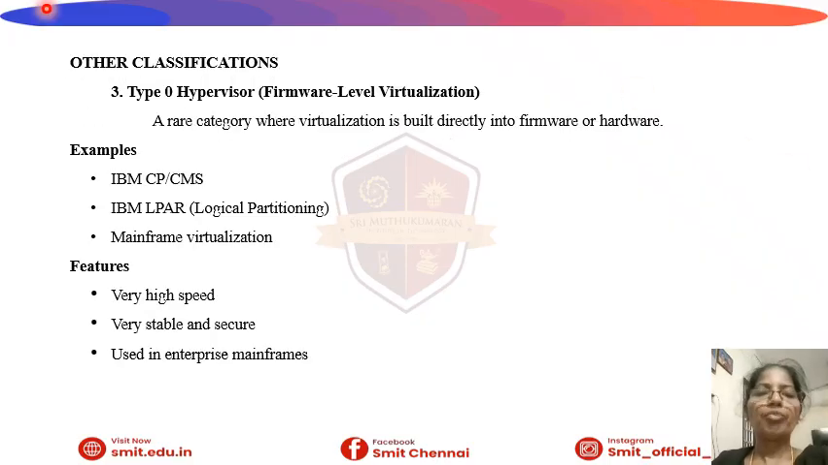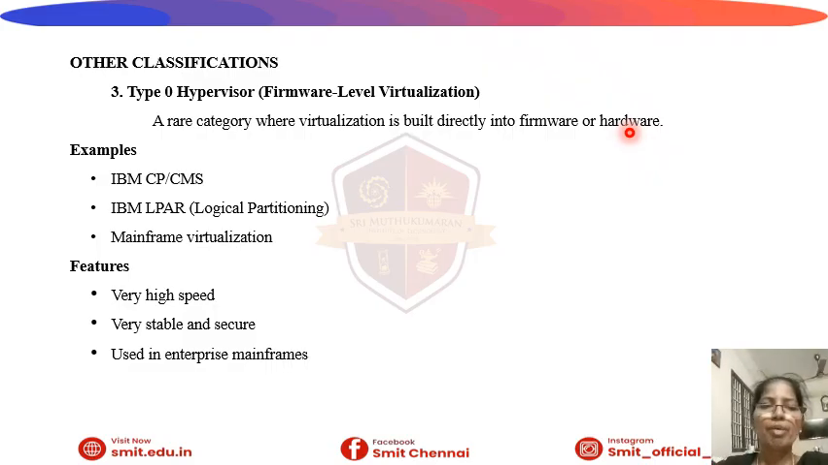Other classification. Type 0 hypervisor is otherwise called firmware level virtualization, a rare category where virtualization is built directly in the firmware or hardware. Examples: IBM CP/CMS, IBM LPAR logical partitioning, mainframe virtualization. Some features: very high speed, stable and secure. It is used in enterprise mainframes.